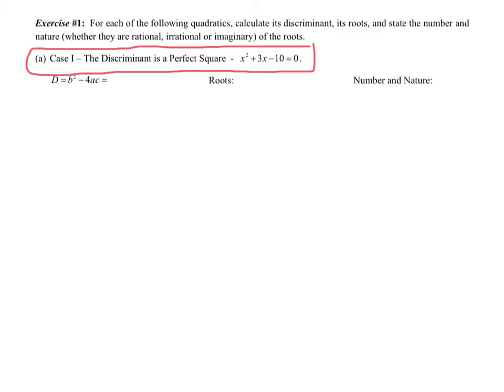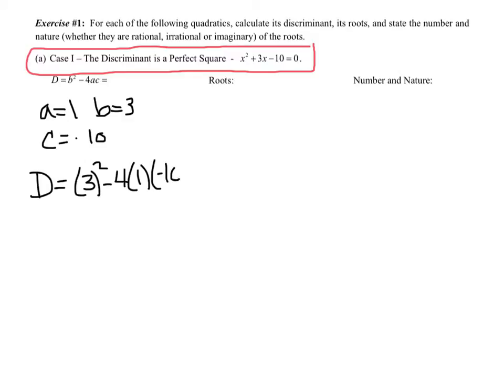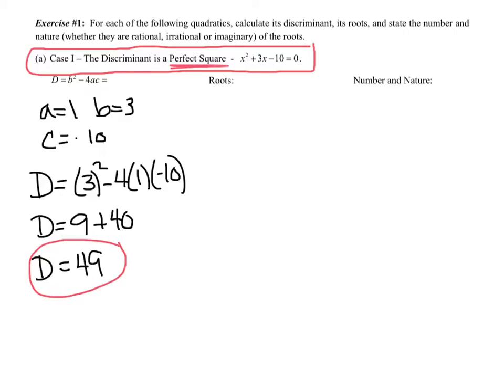So before I can find the discriminant, I have to identify my A, my B, and my C. So my A is 1, my B is 3, and my C is negative 10. So let's go get our discriminant. The discriminant is b squared, so 3 squared minus 4 times a times c. Okay, you can grab your calculator. That's 9 plus 40. I get my discriminant to be 49. Now, what's special about that in case 1 is the discriminant is a perfect square, and that's going to have some rules that go with it. Okay, so let's just make a note, PS for perfect square.